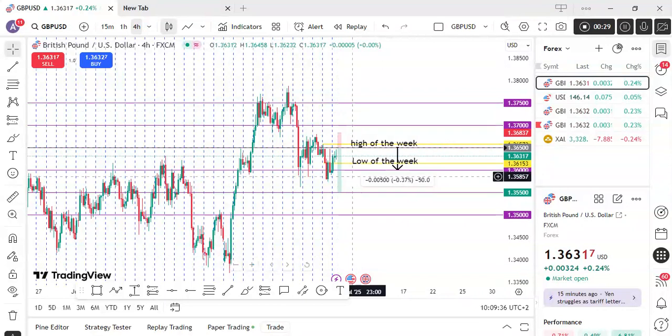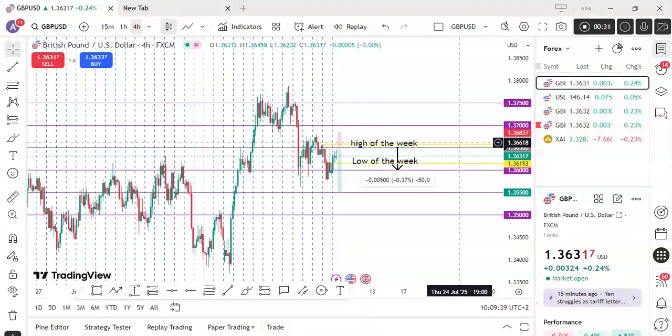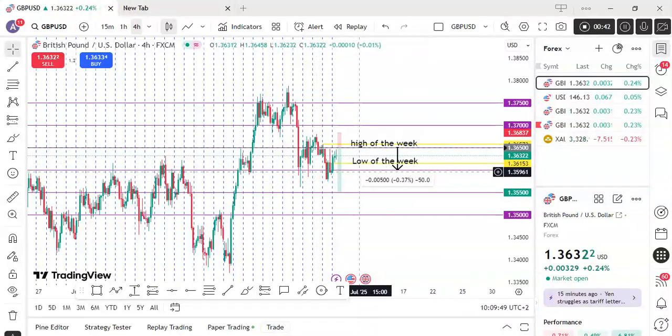Then this is the high of the week. As you can see, I've marked and labeled it high of the week. And then the horizontal red line has been labeled as low of the week. So I mark these lines every Monday.